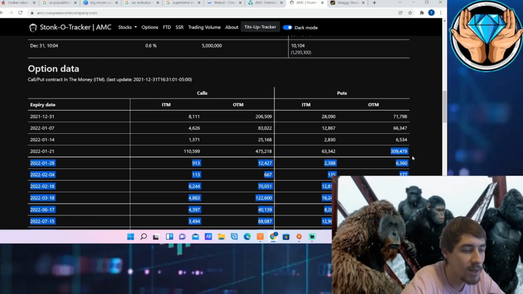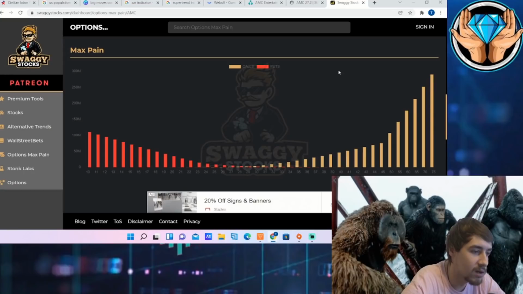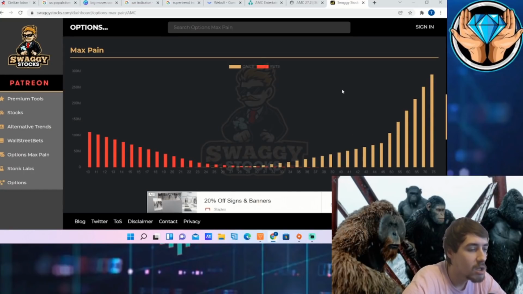As far as the put side for that expiration, 309,000 puts, 63,000 calls. And even for the next 2 weeks or so, the option activity is not there at all. Less than 100,000 total calls for next week and less than 30,000 for the week after that. So look forward to January 21st. As far as the max pain for this Friday, that is indicated at about $29 per share. So take it as you will.